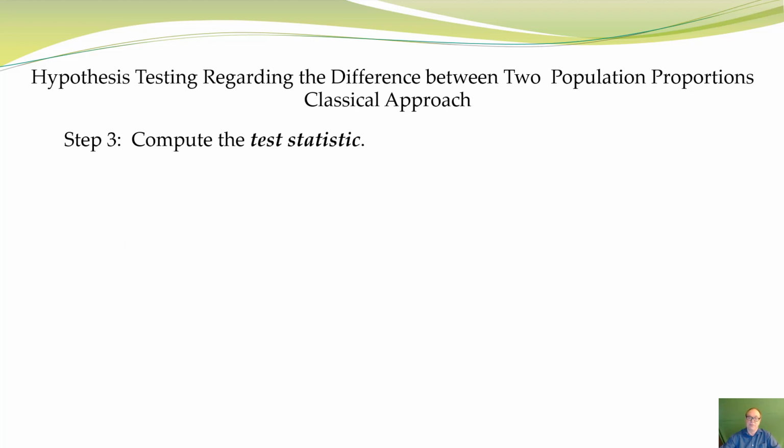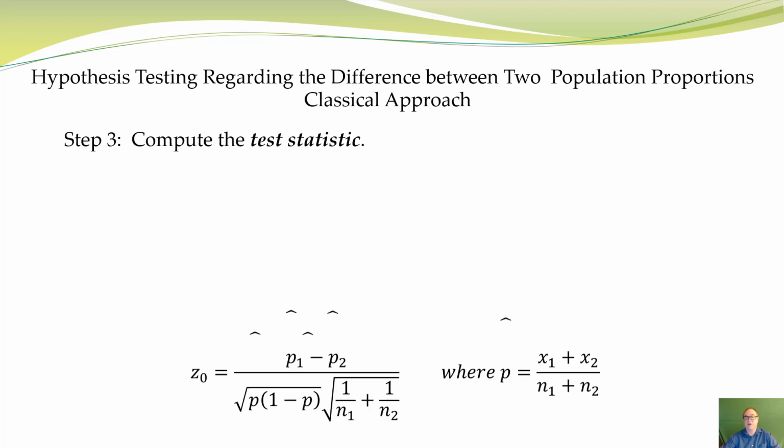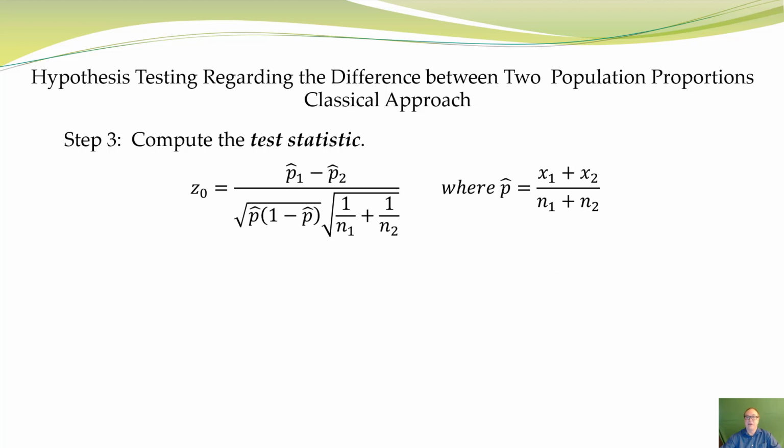Now, we have 2 samples, so this formula is going to be a little different and a little more complicated. So the test statistic Z naught is equal to p hat 1 minus p hat 2 divided by the square root of p hat times 1 minus p hat times the square root of 1 over n1 plus 1 over n2. And remember, in this case we have 2 samples, so p hat is going to be x1 plus x2 divided by n1 plus n2. Okay, and again, StatCrunch will calculate the test statistic for you, so you will not need to use this formula.